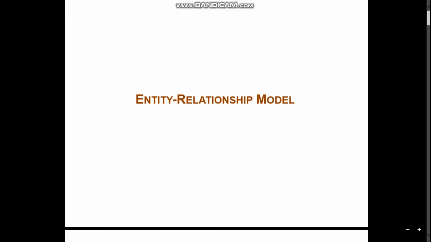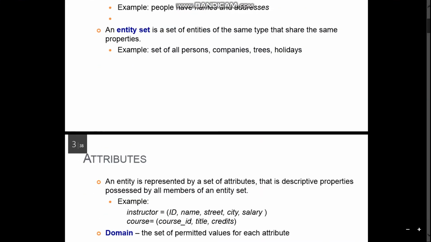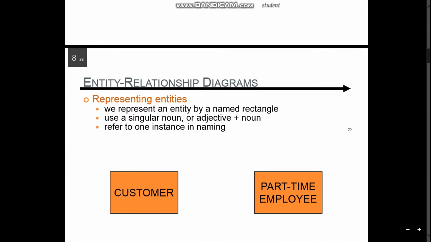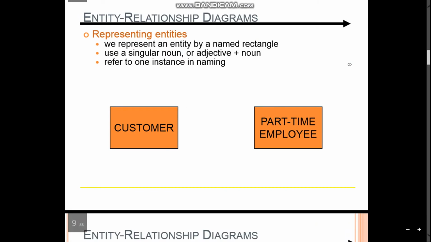Okay, so this is the second part of our ERD lecture. We were discussing the ER diagram, the entity relationship diagram. Now, how will you represent different types of constructs when you design an ER diagram?